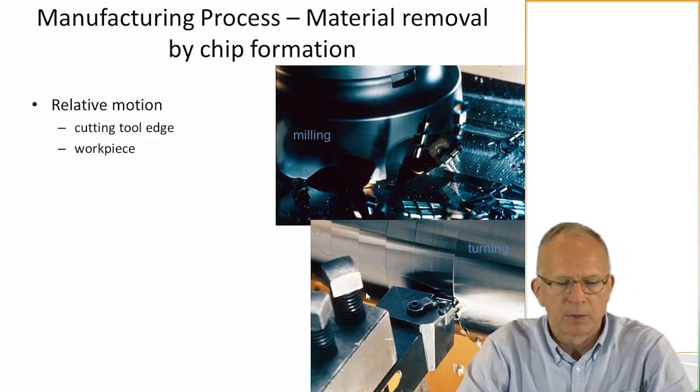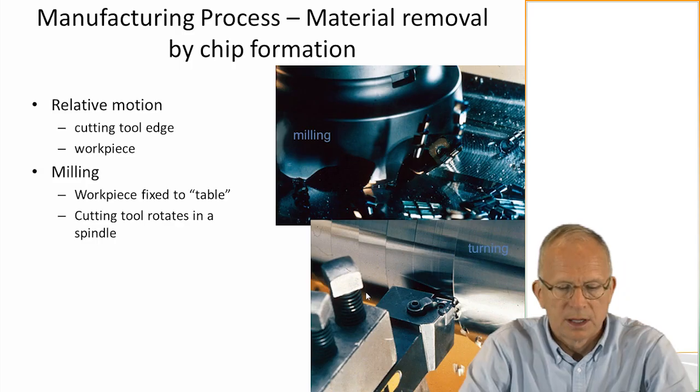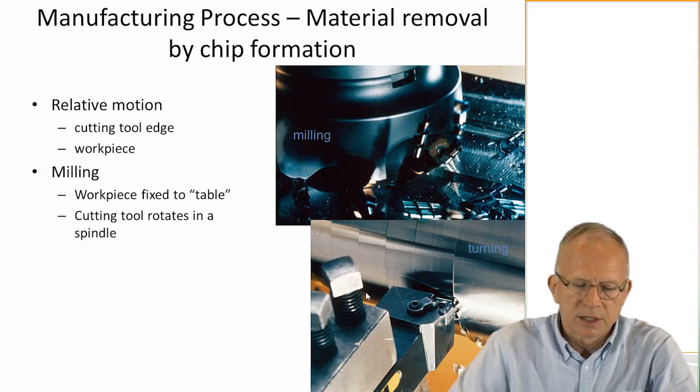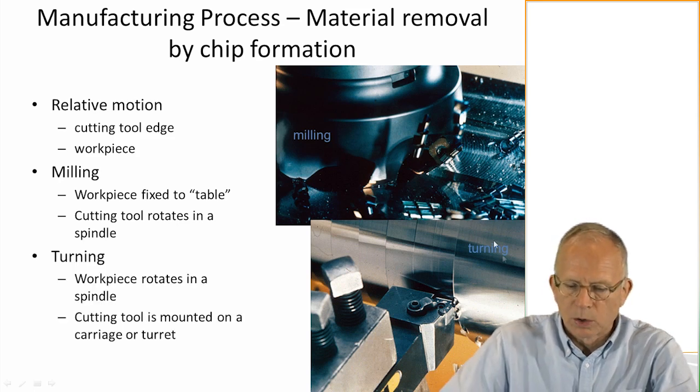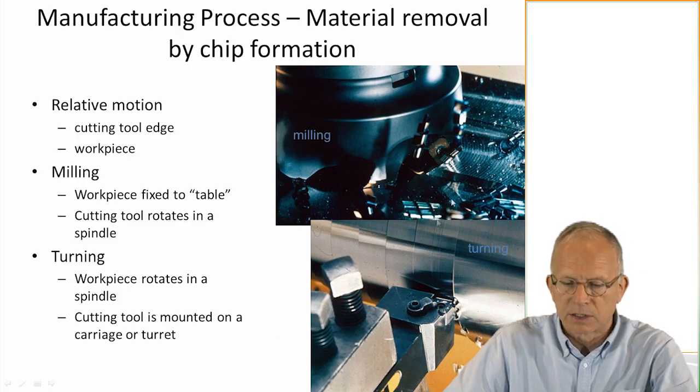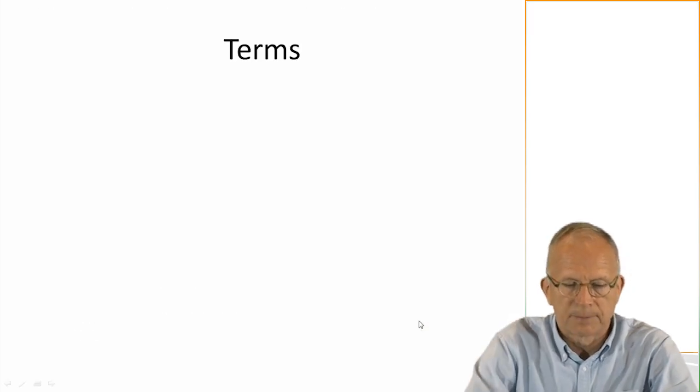So we have to create some kind of relative motion between the cutting tool edge and the workpiece. In milling, the workpiece is essentially fixed to a table which moves in X and Y. This is the workpiece here, and the cutting tool rotates in this direction. You can see a chip forming there. In turning, the workpiece is spinning and rotates in a spindle, whereas it's the tool in milling. The cutting tool is mounted to a carriage or a turret and then feeds along in this direction. Whereas it's the workpiece that feeds in milling, it is the tool that feeds in turning.